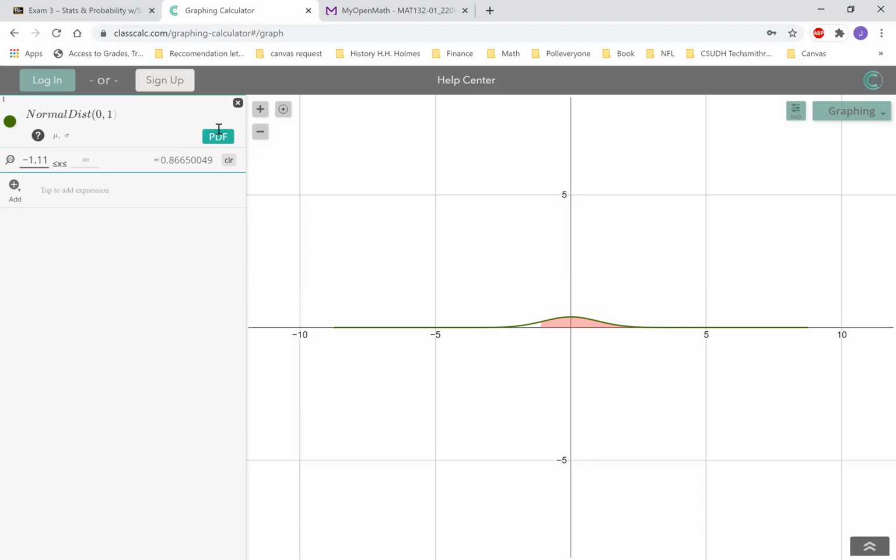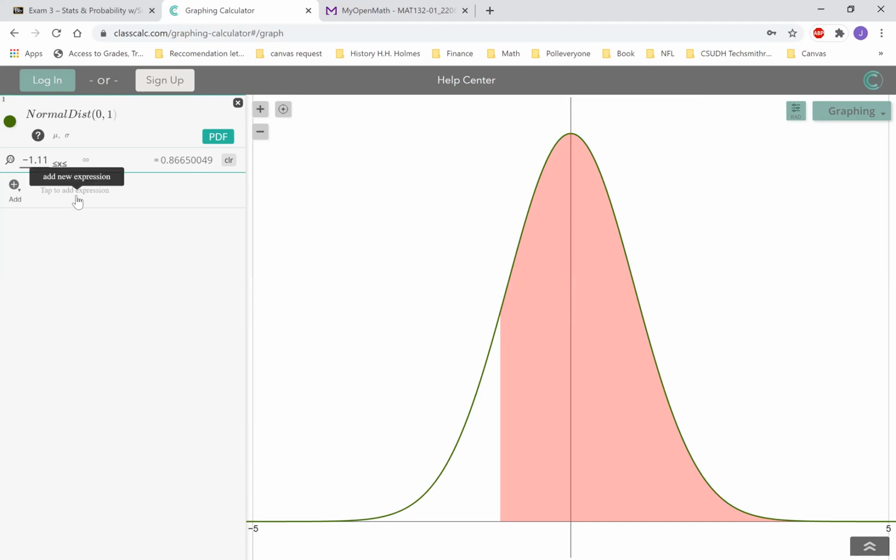So if you do this, you get your final answer to be, close enough, 0.8665. All right, and that's it for the first problem. So that's it for part A. Any question on how we did part A? No. All right, so let's go ahead and do part B.